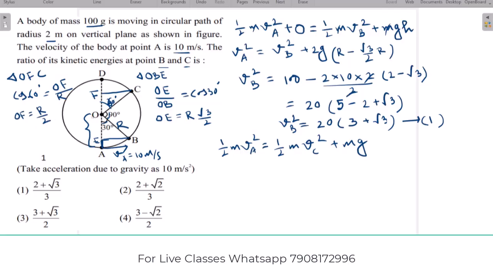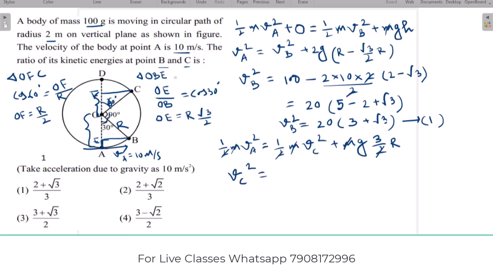So the total height AF, OF is R by 2 and OA is R, that is R plus R by 2, that is 3 by 2 R. So the height is 3 by 2 R, because we are taking the height from the point A. So from A to F is 1.5 R or 3 by 2 R. Now m cancels from both the sides, also 2 cancels from these two sides. So VC square is equal to VA square minus 3gR.